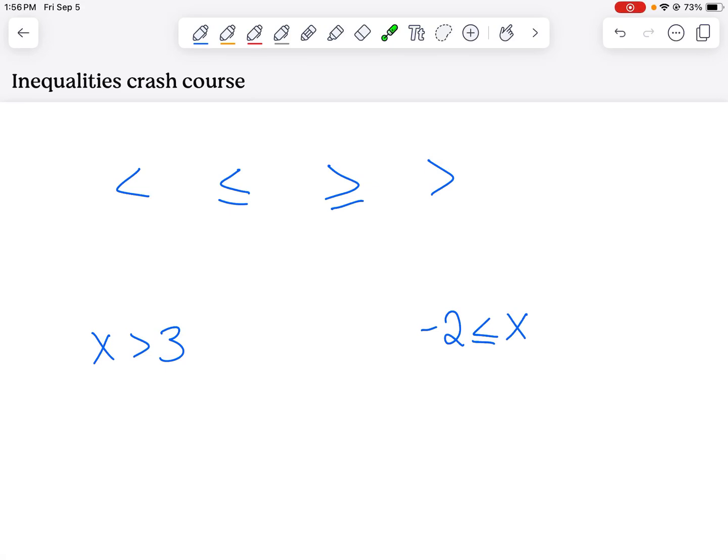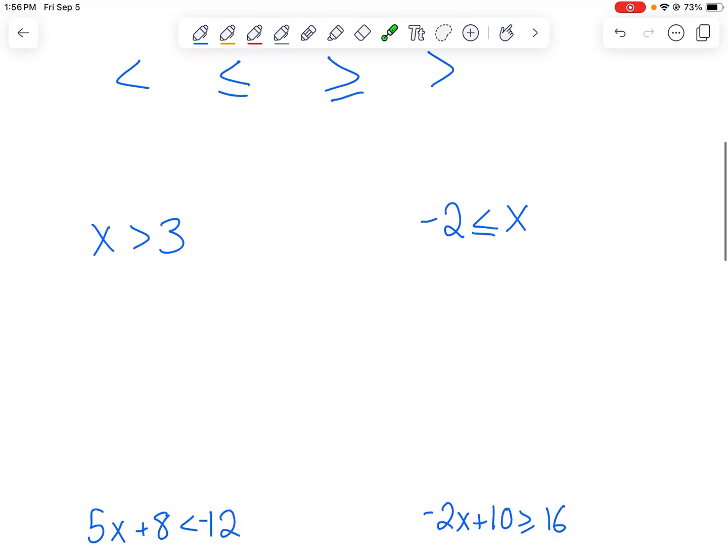There are 4 inequalities in math. Less than or equal to. We have the or equal to part here. Greater than or equal to, and greater than. We have 2 main skills with inequalities, graphing them and solving inequalities.